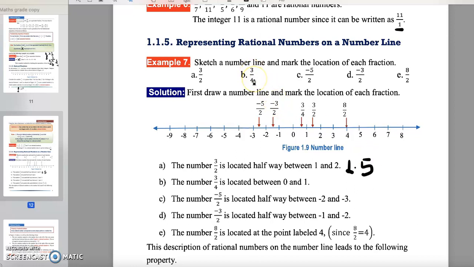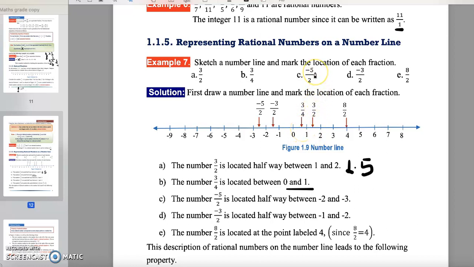You can do this on your own. You just have to divide 3/2 and change it into decimal form, and after that we place it where we get the number. So 3/2, as we can see here, is located between 0 and 1, so we place it here.